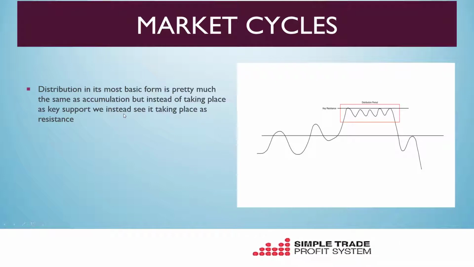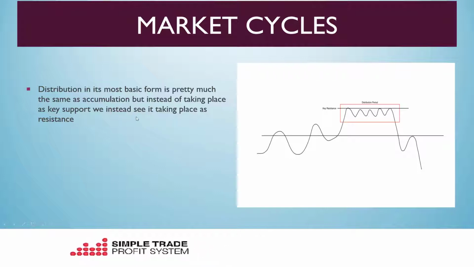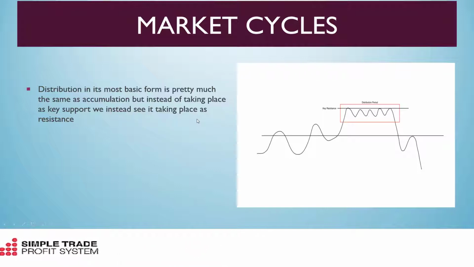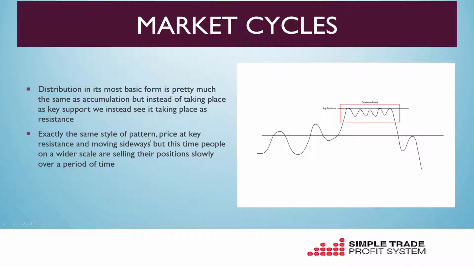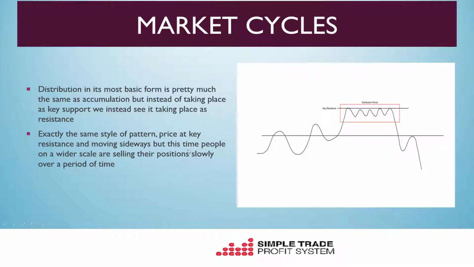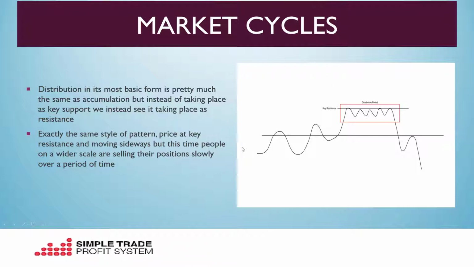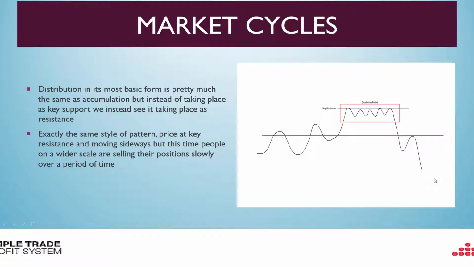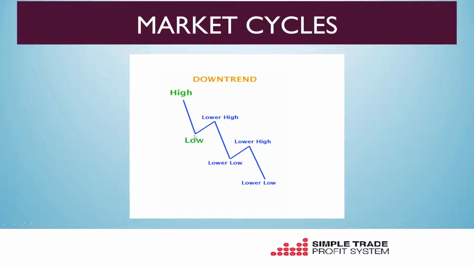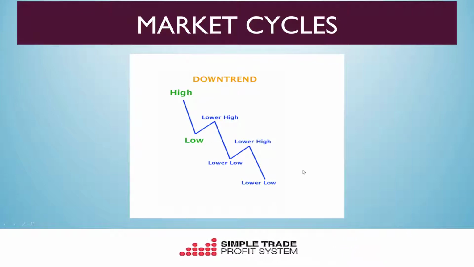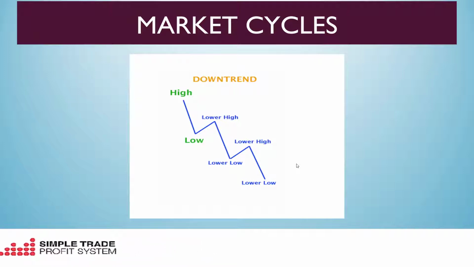Distribution in its most basic form is pretty much the same as accumulation, but instead of taking place at key support, we instead see it taking place at key resistance. Exactly the same style of pattern, price at a key resistance and moving sideways, but this time people on a wider scale are selling their positions slowly over a period of time. So this would be the distribution phase, and then the last phase would be the downtrend, where we make lower lows and lower highs. And then this cycle just repeats itself over and over and over in any market.